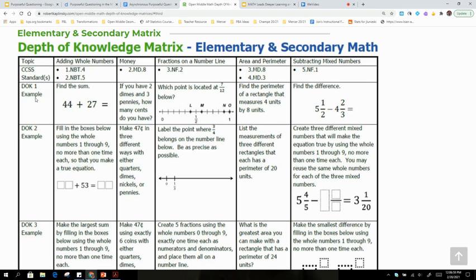Later in today's session, you're going to have the opportunity to explore the depth of knowledge matrices from Open Middle. To give a quick example of how to transform a very closed question into an open question, we're going to take a look at this money problem.